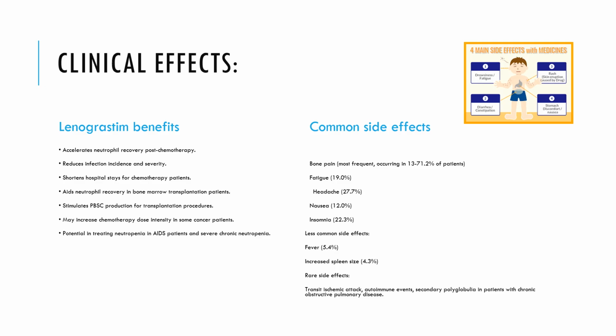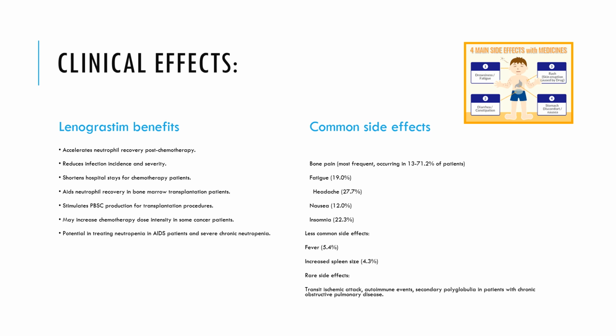Lenograstim is mainly used to hasten the recovery of neutrophils in patients receiving bone marrow transplantation or chemotherapy. It has certain potential negative effects, but it also has some positive ones, such as lowering the frequency and severity of infection, minimizing hospital stay, and increasing the production of PBCs.